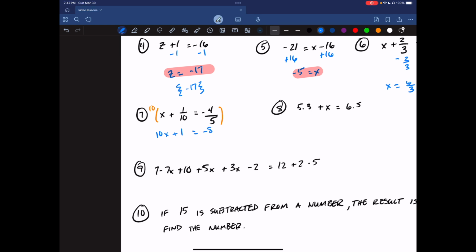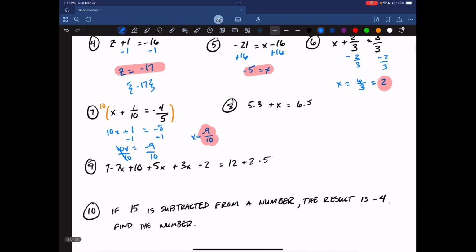Let's work. I'm going to subtract 1 from both sides to get the 10x by itself. That's going to be -9. And now it's 10 times x. Again, I need to get x by itself, so I need to undo that multiplication, which means I'm going to divide by 10 on both sides. That goes away. So x equals -9/10. If you had not gotten rid of the fractions to begin with, you would have gotten the same answer. So whether you choose to work with the fractions or not, it's up to you.